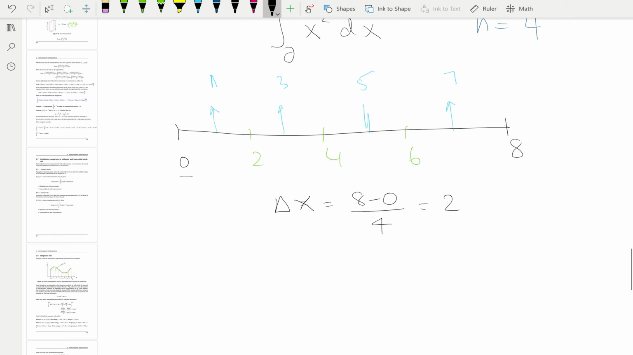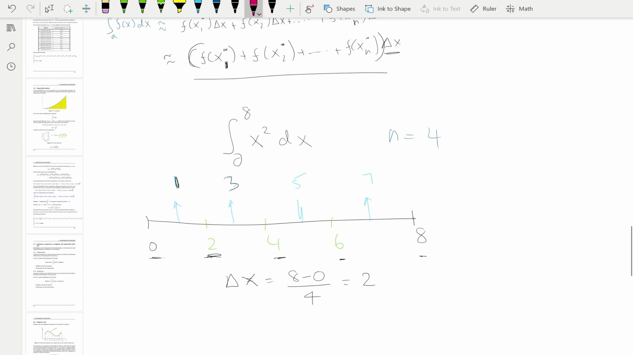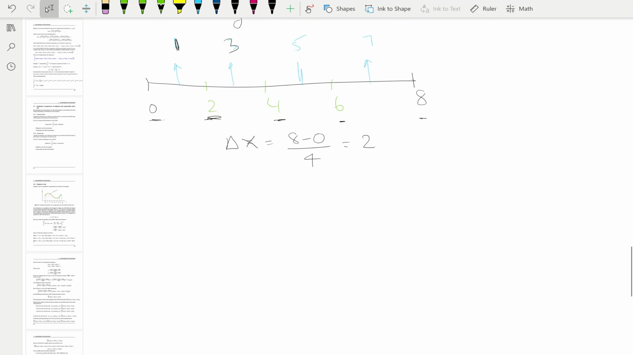Look what happened. 0 plus 2 is 2. 2 divided by 2, you get the first midpoint, which is 1. 2 plus 4 is 6. 6 divided by 2 is 3. 4 plus 6 is 10. 10 divided by 2 is 5. 6 plus 8 is 14. 14 divided by 2 is 7. So that way you can find the midpoints, just in case your endpoints are not too nice.